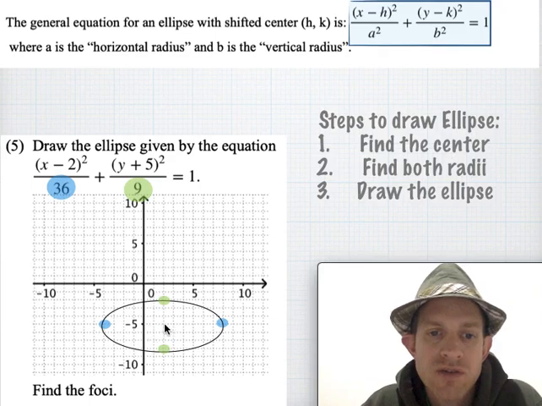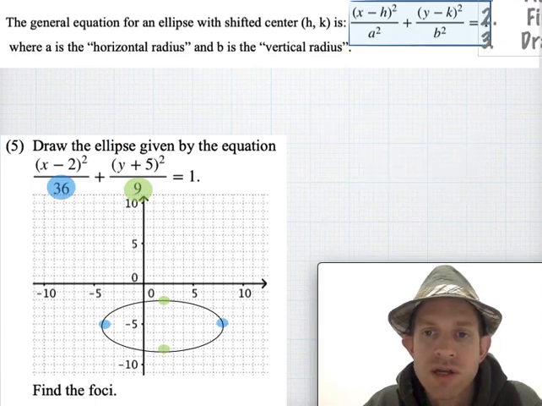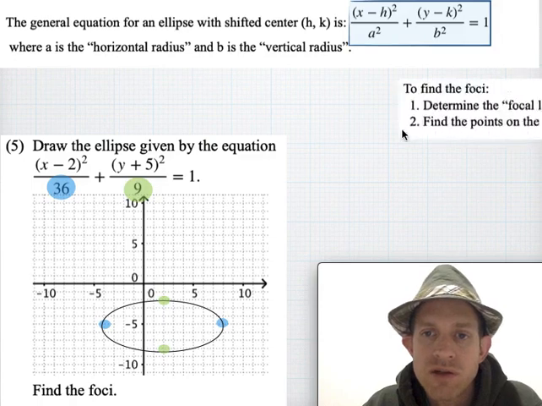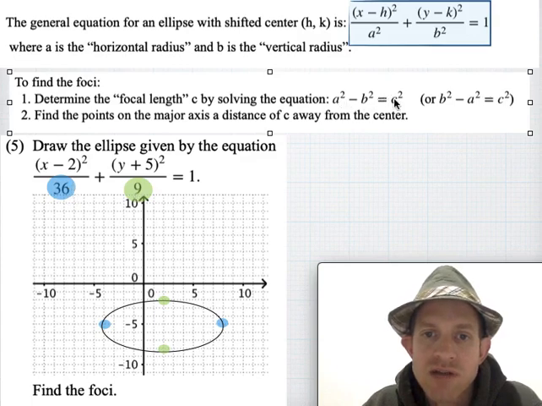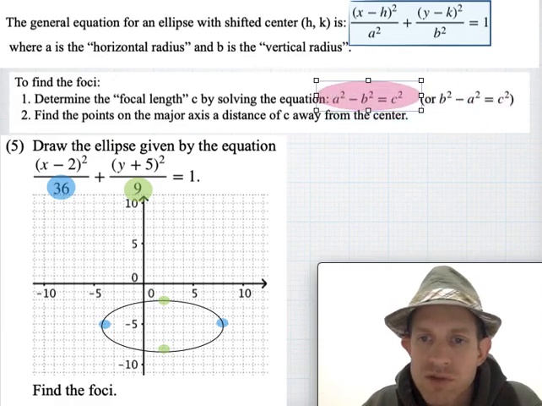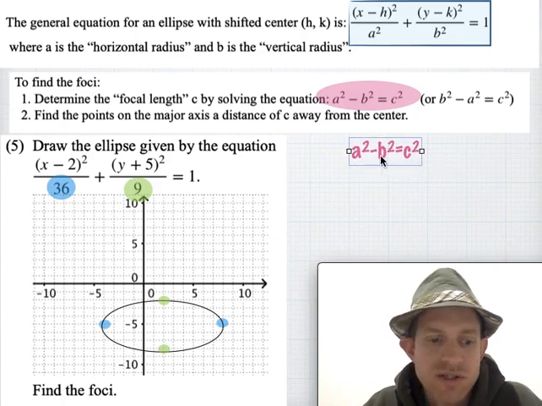And so I have a little bit of an idea where the focus points are. They're going to be left and right, a certain number, but I'm not sure how far out. And so to find how far out, we need the focal length equation. We saw this in the last video. So to find the focal length, we take a squared and b squared, in this case 36 and 9, and we subtract them, and that's c squared. And so this is the formula we'll be using to find that. A squared minus b squared equals c squared.